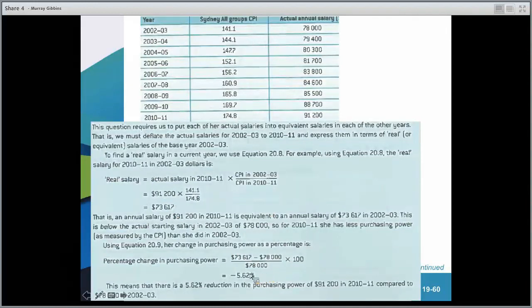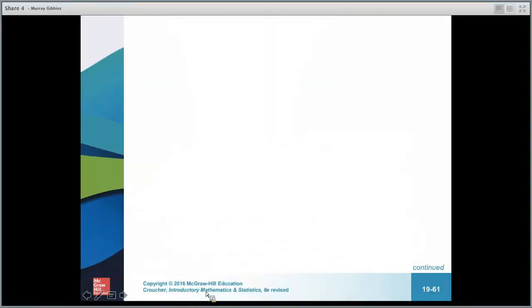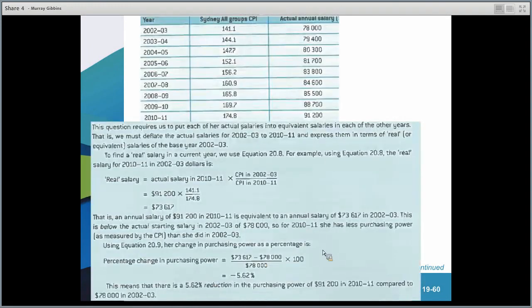If you said, well, what sort of a decrease in real purchasing power does that represent? The real wages you calculated in 2010 minus what they were back in 2003, put it over what they were back in 2003, and our purchasing power has dropped by 5.62%. So there it is. Hopefully that makes sense for you. We'll definitely be working some of this in our tutorial questions. Looking forward to catching up with you when we meet.